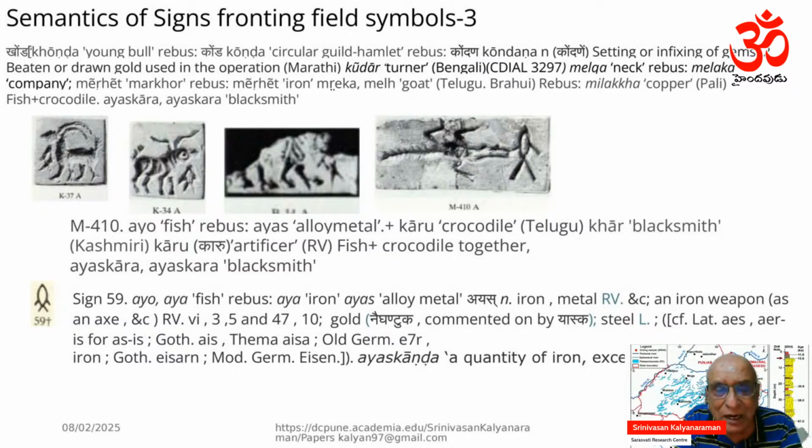Similarly, the fish being caught by the crocodile. Crocodile is Karavu. Kara is a crocodile in Telugu, Karam in Tamil. Aya Kara. Aya Karu, blacksmith. So he is working with alloy metal and he is a Karu, an artisan working with alloy metal. That is how it is indicated by the crocodile catching a fish. So which fin is that? That fin is Kambata. Kambata is mint.